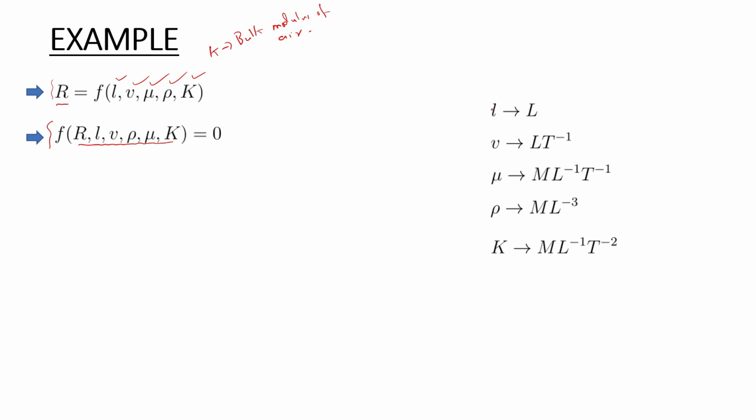So let us see what the dimensions of these variables are. The dimension of L is capital L, velocity is L T minus 1, viscosity is M L minus 1 T minus 1, density is M L minus 3, and K, that is the bulk modulus, is M L minus 1 T minus 2. The bulk modulus is basically pressure divided by delta V by V. So the dimensions of bulk modulus are the same as that of stress or pressure, that is force by area. So it is M L minus 1 T minus 2.